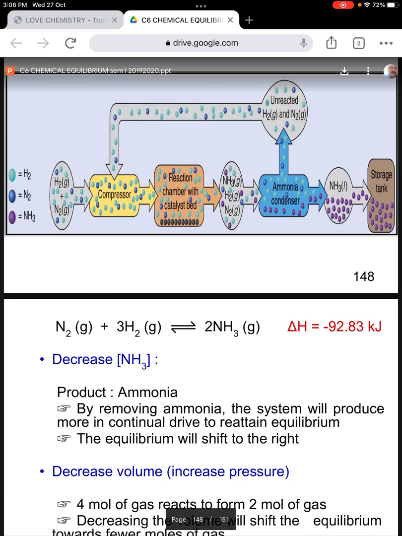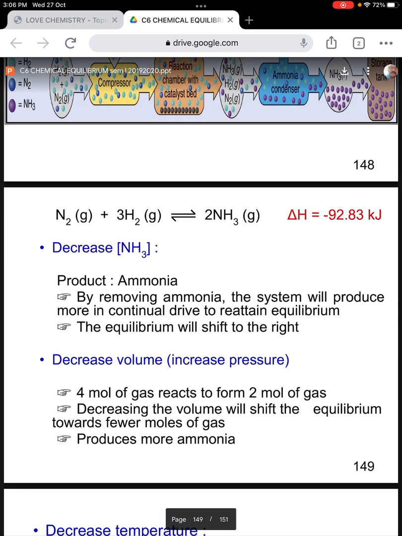This is extra information for you, but the idea is here. When you decrease ammonia, what happens? The system will produce more in continual drive to reattain the equilibrium. Meaning to say, when we reduce the ammonia, equilibrium will shift forward or to the right. That means we will increase the production of ammonia.